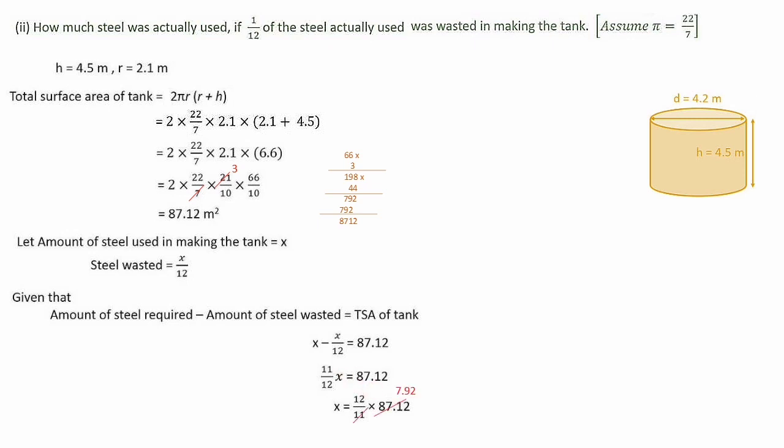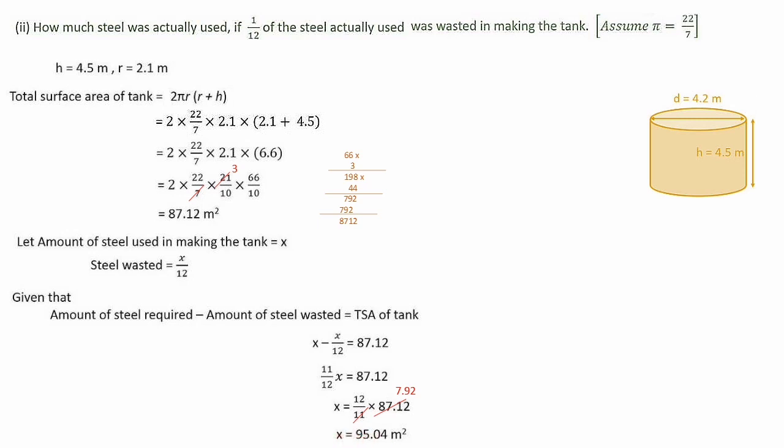That is, you have to divide 87.12 by 11. I am writing only the answer here, so you have to divide and check. 7.92 you will get. Please do not copy, just do the calculation like this on the right side, division. Then you have to multiply this 7.92 and 12. When you multiply these two, you will get 95.04 meter square. That is the value of X.